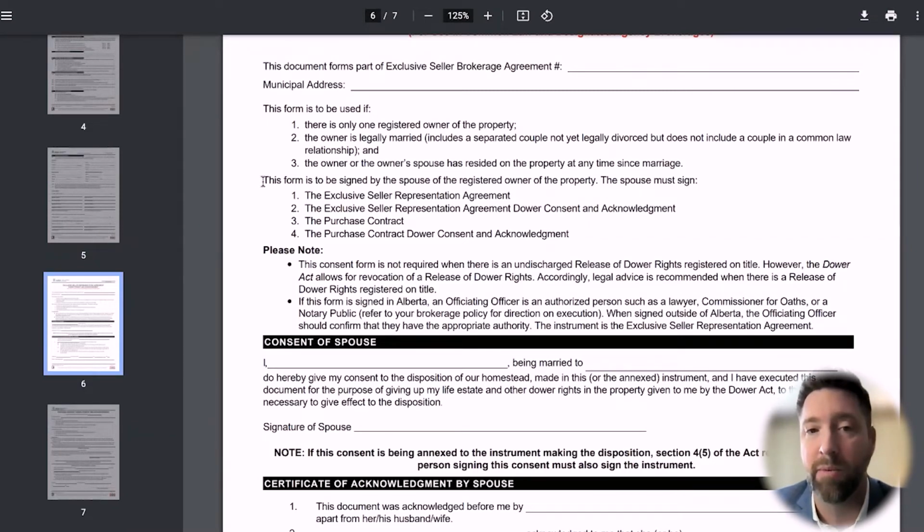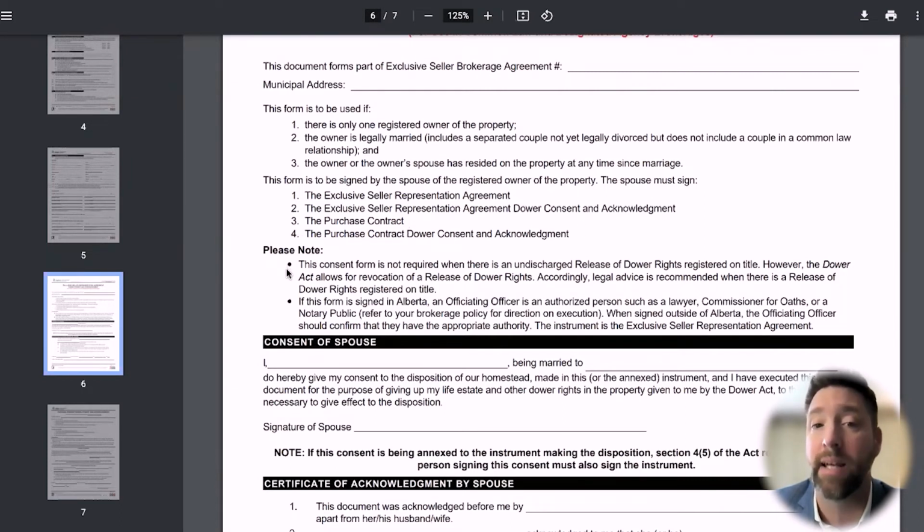When that is applicable, this form is to be signed by the spouse of the registered owner, the non-titled spouse, and they must sign 4 documents. Number 1, the Exclusive Seller Representation Agreement, your listing contract. Number 2, this document, the Exclusive Seller Representation Agreement, Dower Consent and Acknowledgement. Number 3 is the purchase contract when that comes in. And number 4, at that time, they will sign the Purchase Contract, Dower Consent and Acknowledgement.